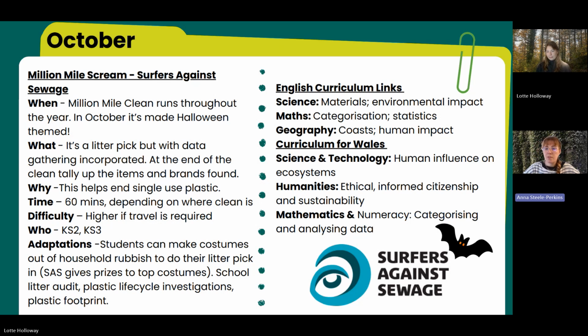But what is the Million Mile Scream? It's a litter pick, but it does have data gathering incorporated, which allows us to call it a Citizen Science Program. Because at the end of the litter pick, you actually tally up the different types of rubbish found, but also the different brands found. And Surfers Against Sewage have some interesting data about what brands keep appearing and what are the biggest polluters in terms of rubbish that is found across the UK.